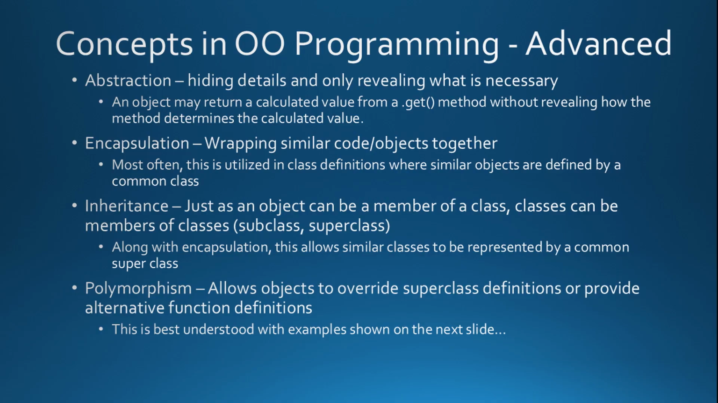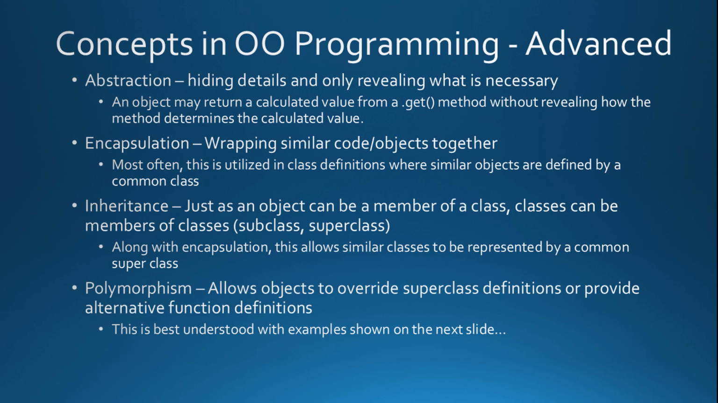Okay? Encapsulation, wrapping similar code or objects together. This is most often used in classes that define multiple objects. Objects are going to have a similar class, and we can have a hierarchy of class that things inherit from. But by creating this encapsulation, we can more easily move code from section to section, from program to program, code to code. A lot easier if it's all self-contained and what we call encapsulated.